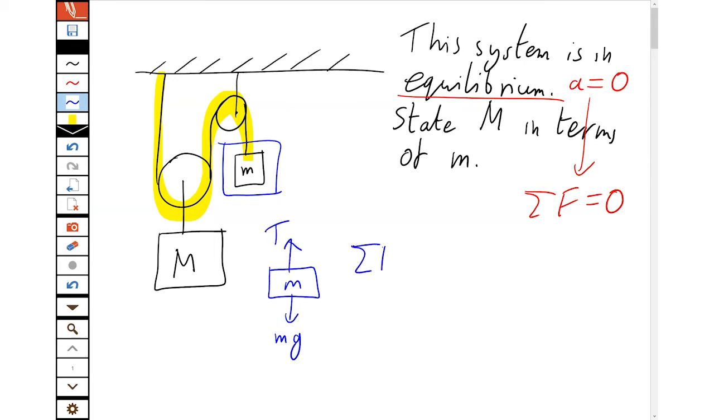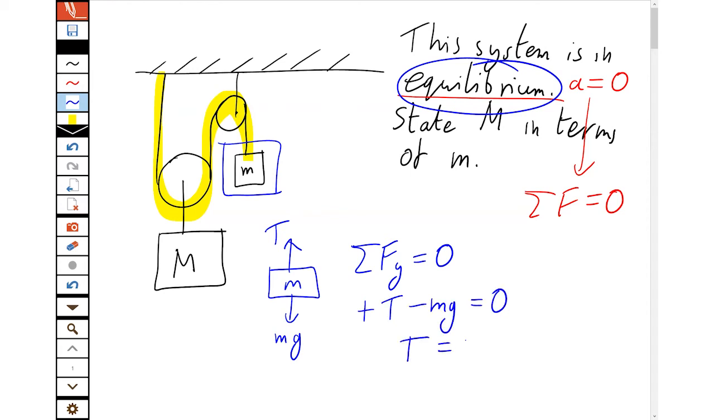So the sum of all the vertical forces are 0 because it's an equilibrium. We were told that. So you've plus the tension up minus the weight down is 0. So the tension is the weight. So we're definitely halfway through now. That's not what we're asked, but we found something out. And that always means we're halfway through. So what do we look at next?